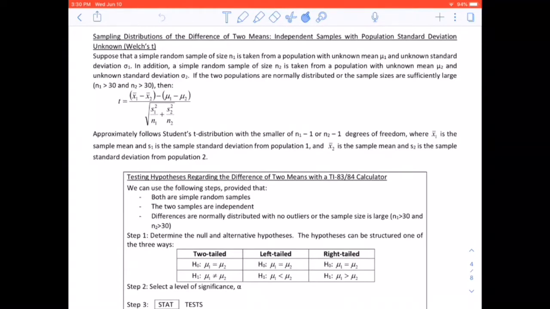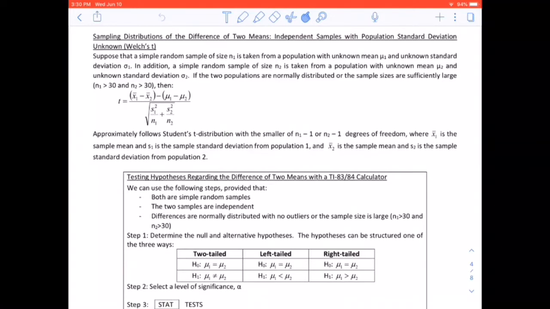If the two populations are normally distributed or the sample sizes are sufficiently large, which we say is greater than 30, then our t statistic can be calculated with the following formula. And it approximately follows a student t distribution with the smaller of n1 minus 1 or n2 minus 1 degrees of freedom, where x1 bar is the sample mean and s1 is the sample standard deviation from population 1, and likewise for population 2.